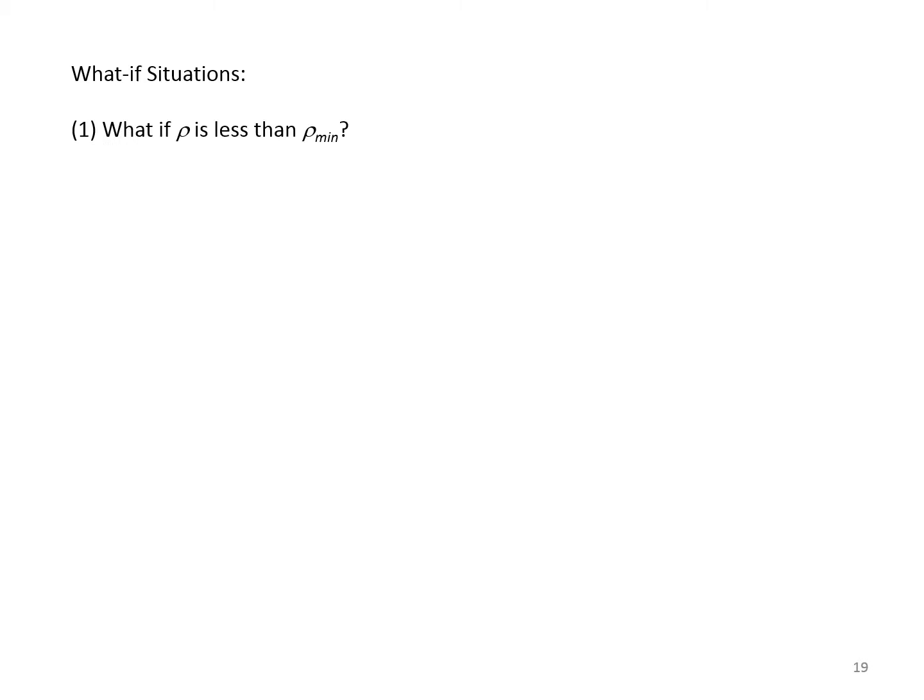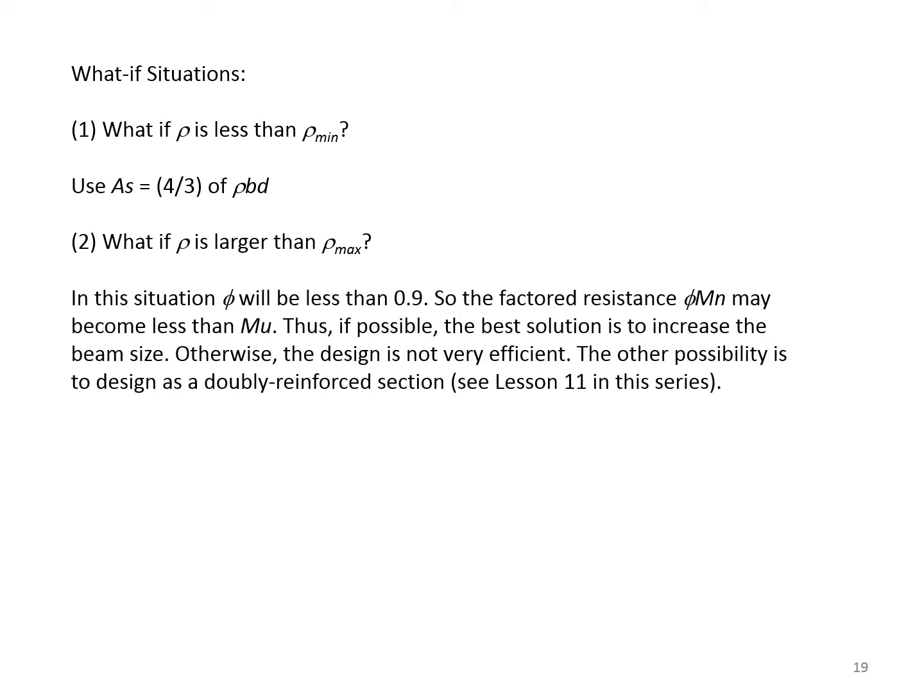What if situations? What if rho is less than rho minimum? In that case, use 4/3 of rho bd. What if rho is larger than rho max? In this situation, phi will be less than 0.9, so the factored resistance phi Mn may become less than Mu. Therefore, if possible, the best solution is to increase the beam size. Otherwise, the design is not very efficient. The other possibility is to design as a doubly reinforced section, and the subject of doubly reinforced section is explained in lesson 11 of this series.